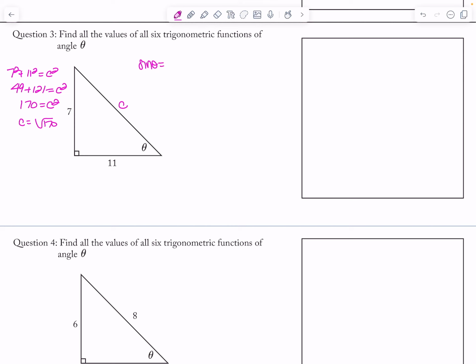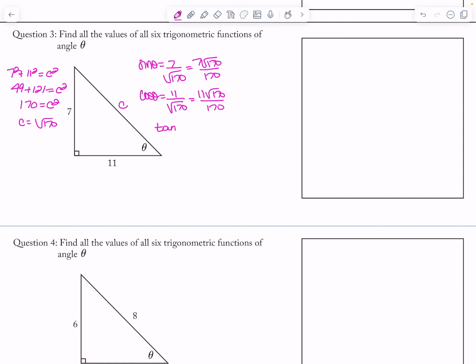Sine of theta is equal to 7 over root 170. Nope, just kidding, that's cosine. Nope, I was right to begin with. It has been a long day. 7 root 170 over 170. Cosine of theta is equal to 11 over root 170. So that's 11 root 170 over 170.